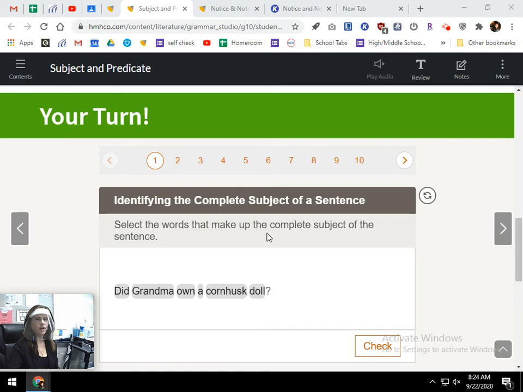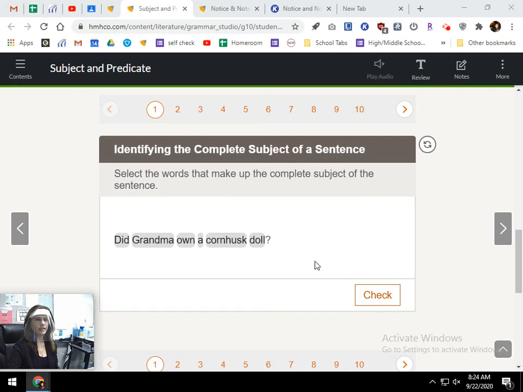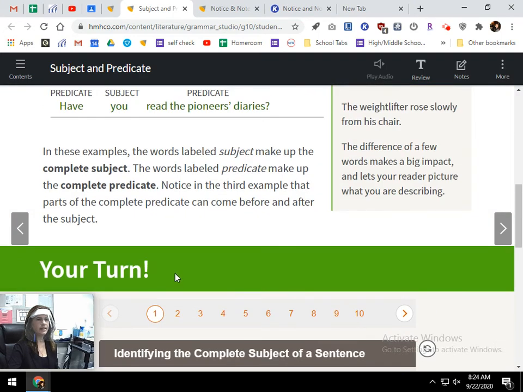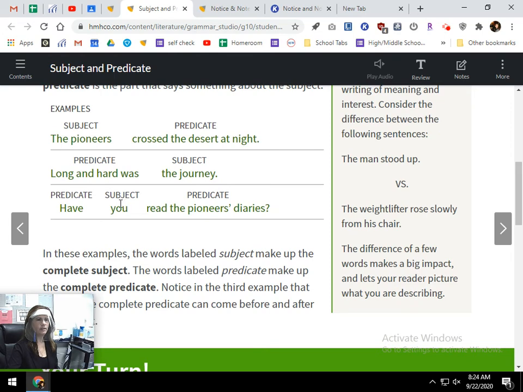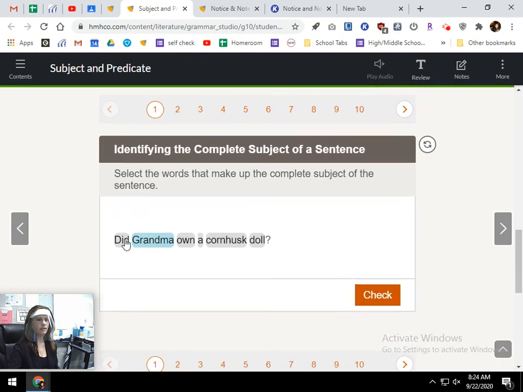So select the words that make up the complete subject of the sentence. What is the subject of this sentence? Grandma. So I clicked that. Now let's go back to this one that was a question. The subject was only one word on that. Did is part of the verb. Own a Cornhusk doll is all part of the predicate. So let's check it and make sure that we got the complete subject.